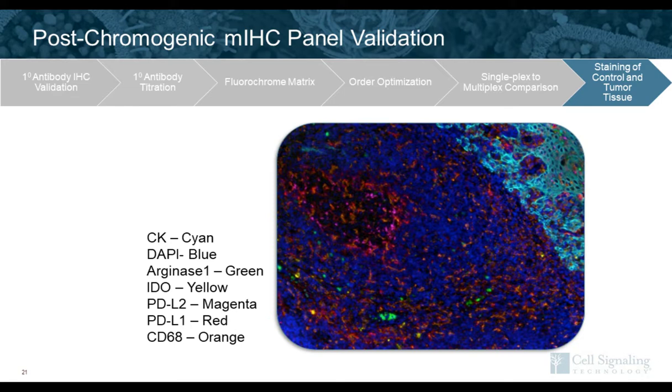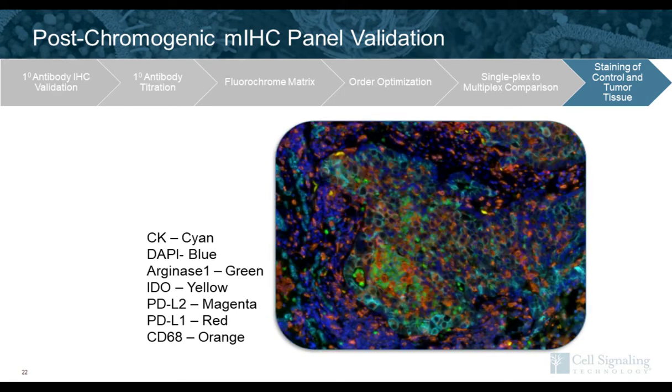So switching back to our immunosuppressive panel, the next step would be staining of control and tumor tissues with your fully optimized panel. So you can see here, this is our immunosuppressive panel stained on a human tonsil, which is a control tissue we use for many of our immuno-oncology targets. And you can see each of the markers is represented within this tonsil, and the staining is looking strong and specific with each marker.